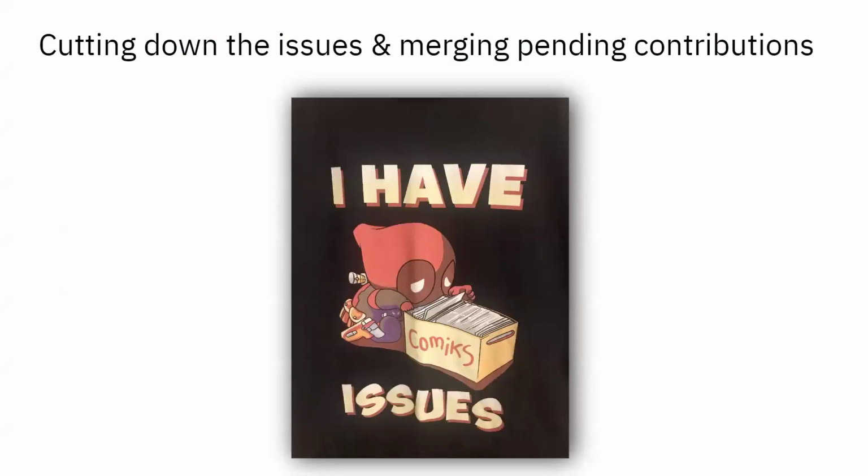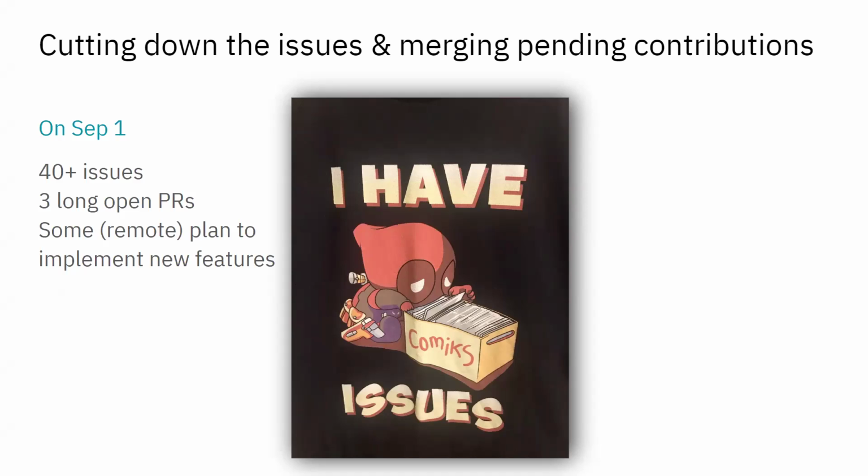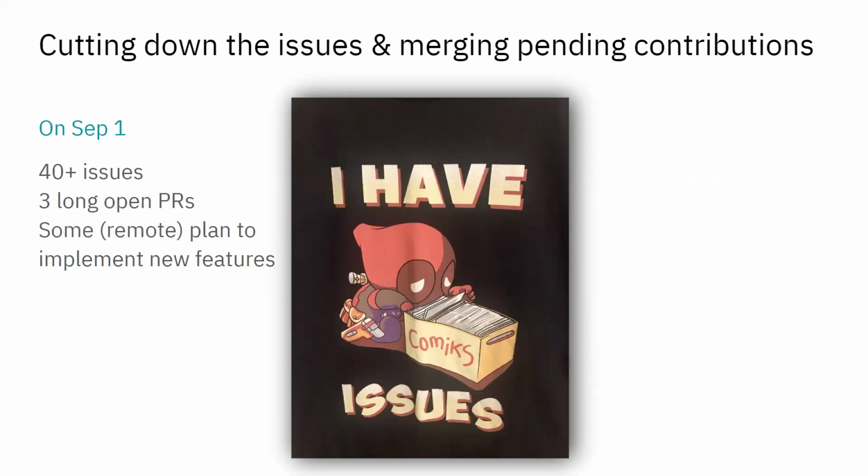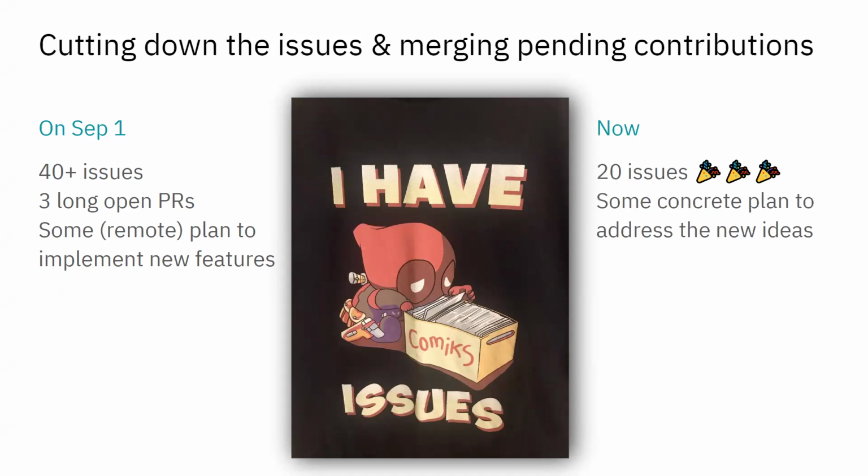We had many issues that were kind of leftovers, because we didn't have much time to think about this together. We finally came together, at least 3 or 4 of us, and we went down from 40 plus issues and 3 long open pull requests. We wanted to implement a couple of features, and we now have about 20 issues and some concrete plan for how to address these new ideas.